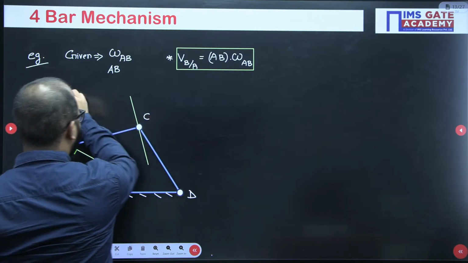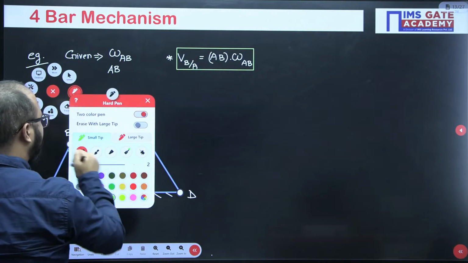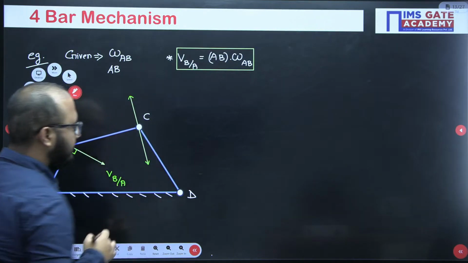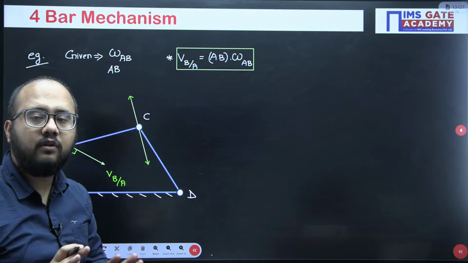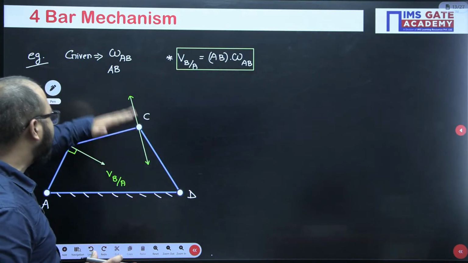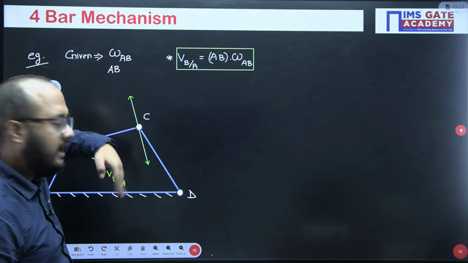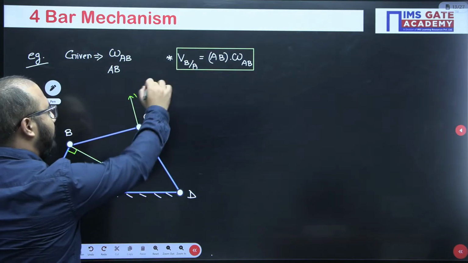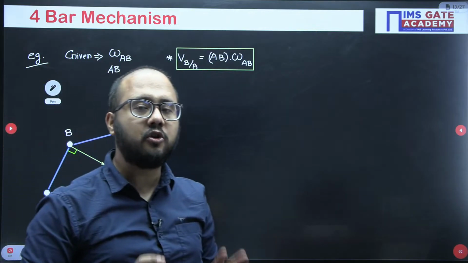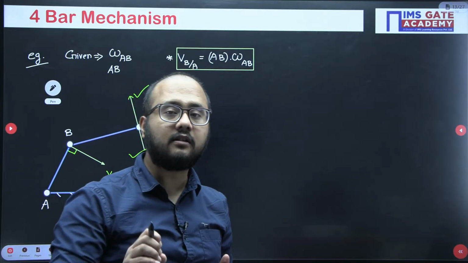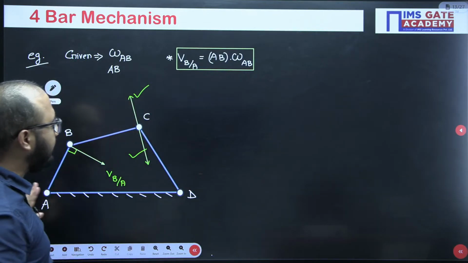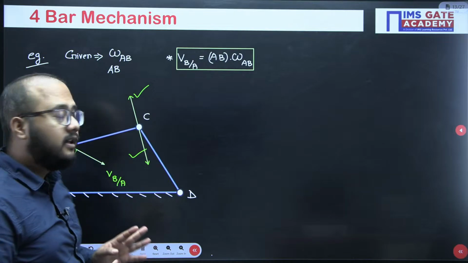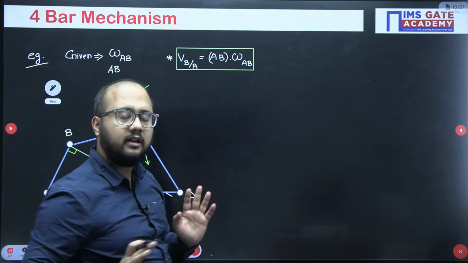Now you will be asking, sir, you are drawing a velocity vector on both the sides. Why is it so? Because at this moment I am not sure whether BC will be rotating anti-clock or clock. If it is rotating clock, this vector will be correct. If it is rotating anti-clock, this vector will be correct. So that's why I have drawn on both the sides. It will be cleared in the velocity diagram, so don't worry about this.